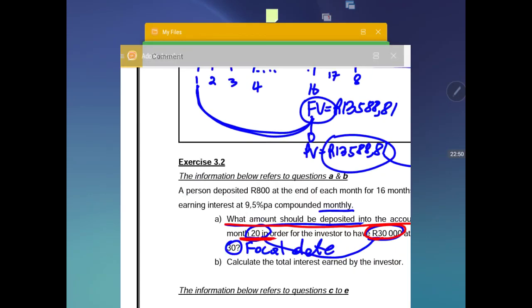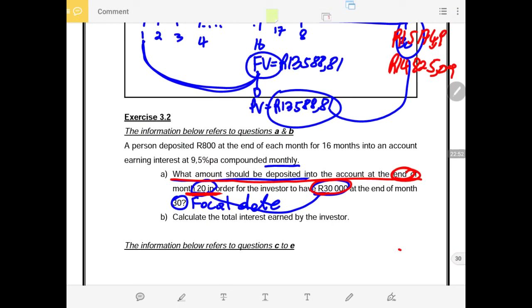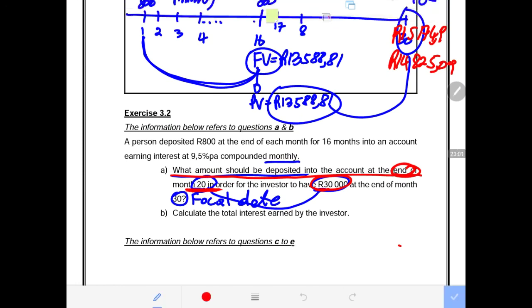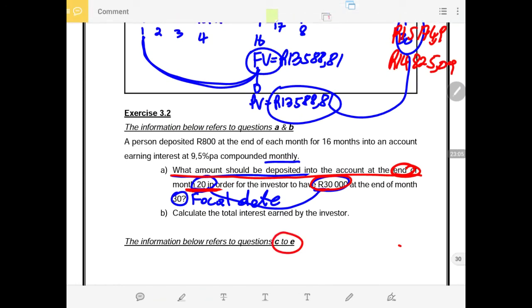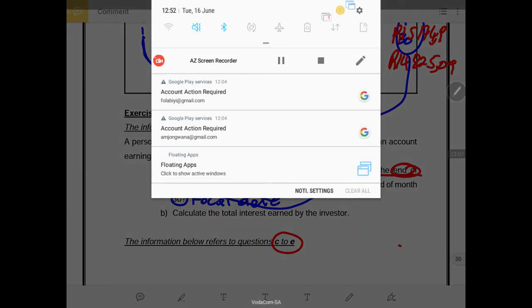So with that, now that means we have covered 3.2 completely. Then now we are going to another piece of information that will give us details regarding number C up to number E, still under 3.2. With that, guys, thank you as we continue.